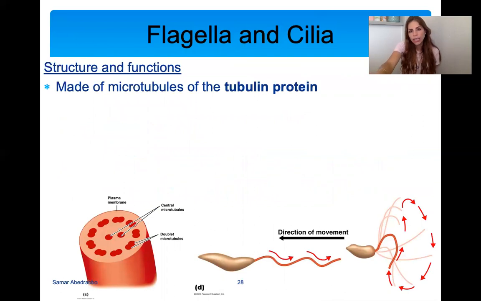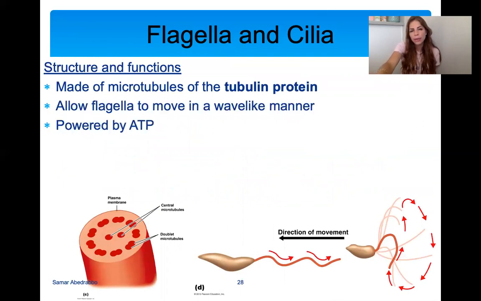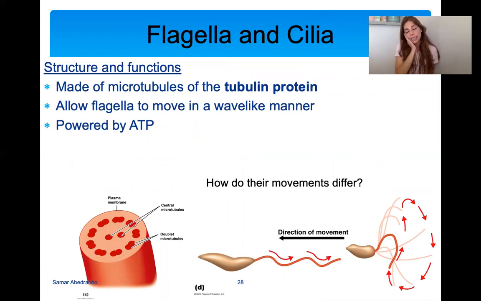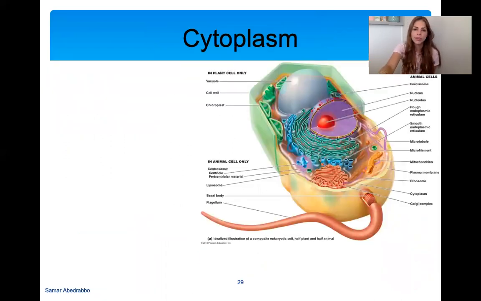What I want you guys to know here is that flagella and cilia are different than the flagella found in prokaryotic cells. The flagella found in prokaryotic cells is made up of the flagellin protein. The flagella found in eukaryotic cells is made up of the tubulin protein, and it's powered by ATP. That's all I want you to know here.